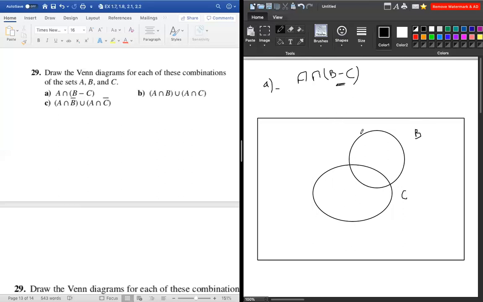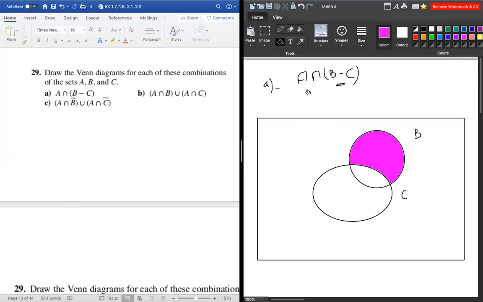So all the elements that are, maybe I can show it with color. Yes, perfect. So these are the elements that are a part of B minus C, those elements that represent B minus C. So these are here, right? This represents B minus C.